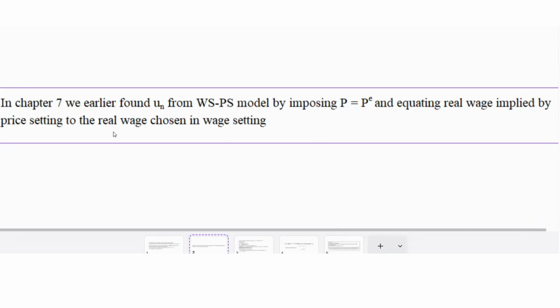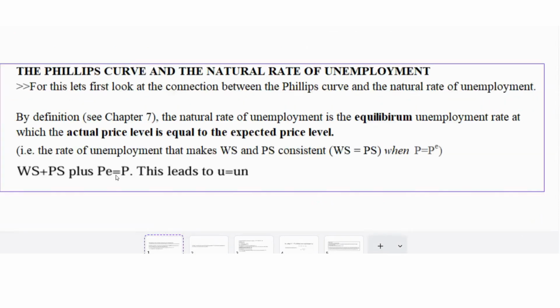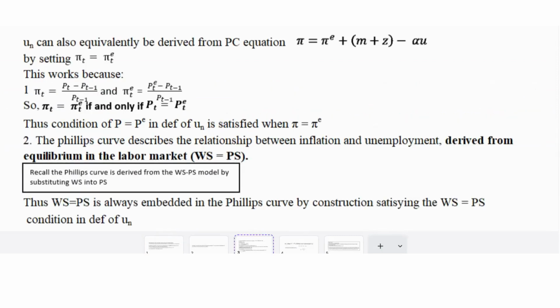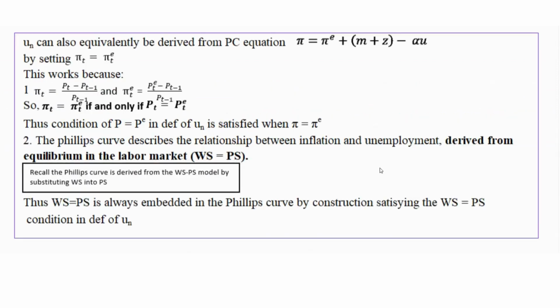Because earlier when we found UN, the natural rate of unemployment from the WSPS model, we did that by setting P is equal to PE and WS is equal to PS, right? There are two conditions, P is equal to PE and WS is equal to PS. Now we're saying we can equivalently derive the natural rate of unemployment from the Phillips curve equation by setting actual inflation equal to expected inflation. So why does this alternative way of finding UN work? Now this works because of two reasons.